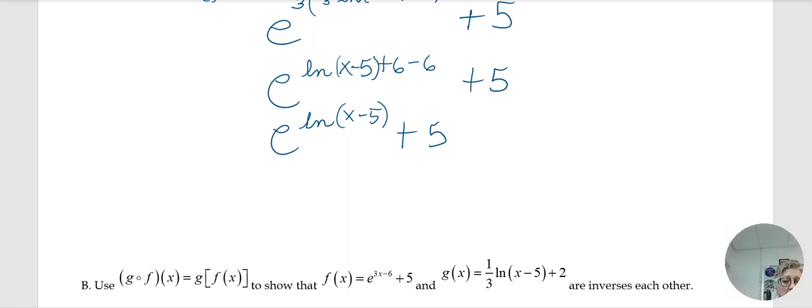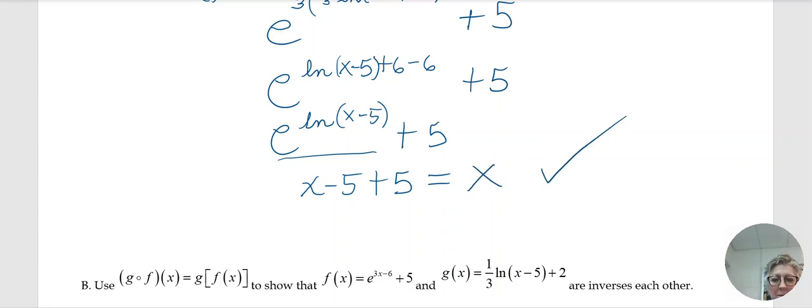Right, and now remember what this is. This is what we learned just a minute ago. E to the natural log of x equals x. So I know this part right here is x minus 5. And then there's my plus 5. And indeed, that does equal x. Okay, so we've done it one way. I want you to pause here, and I want you to try to do the other half that proves that these two functions are inverses, and then come back and you can check your answer with my work.